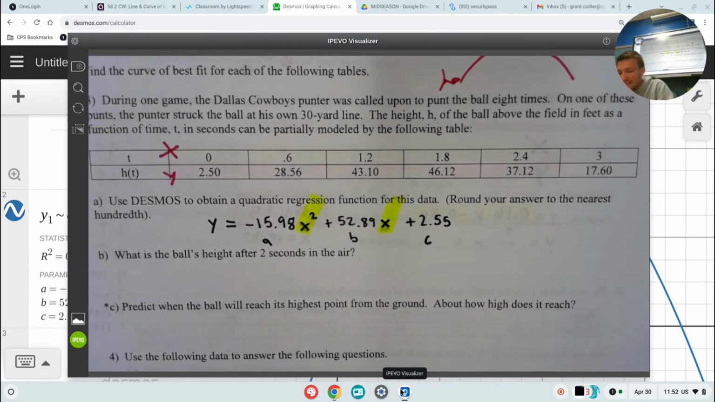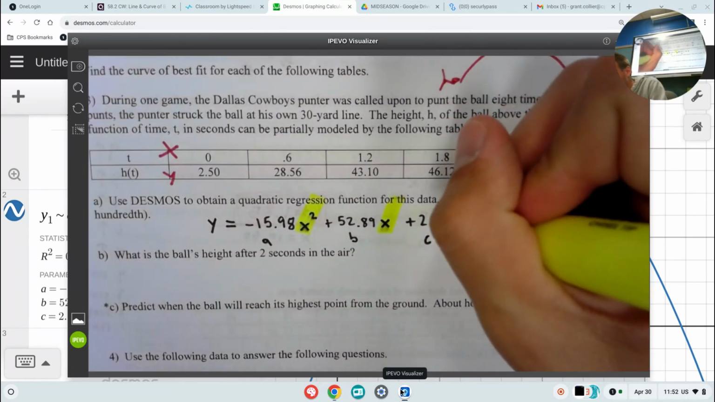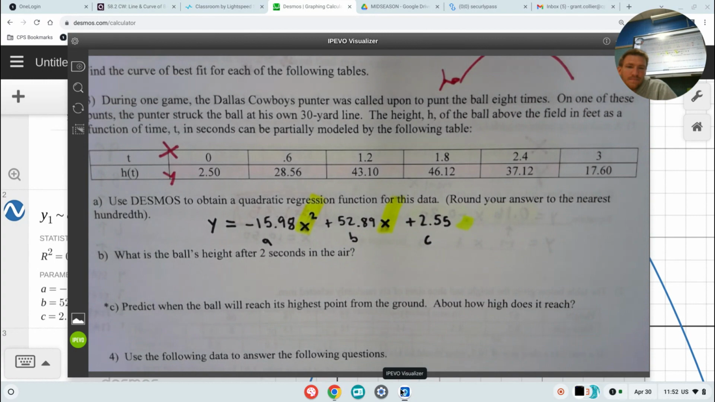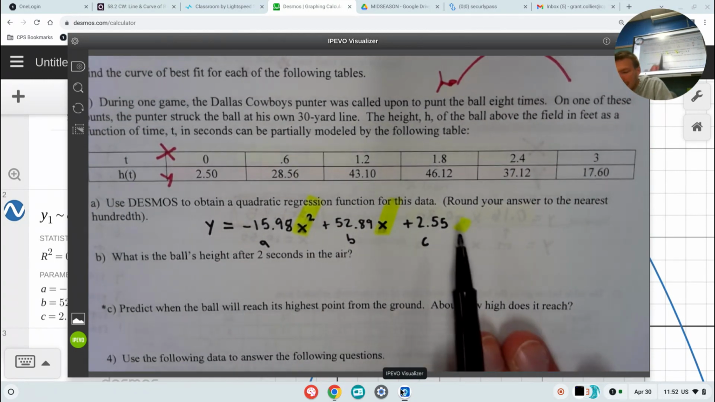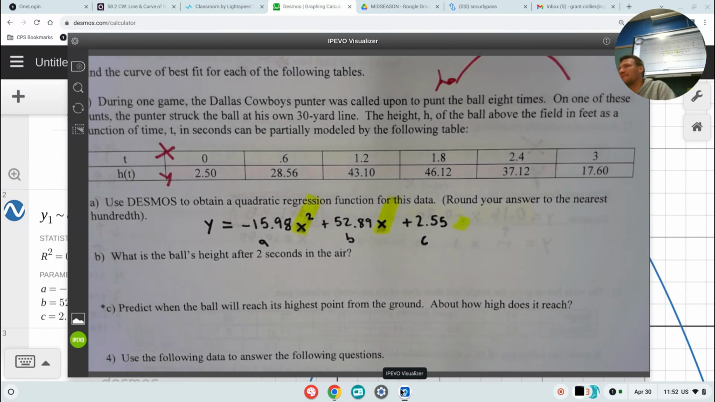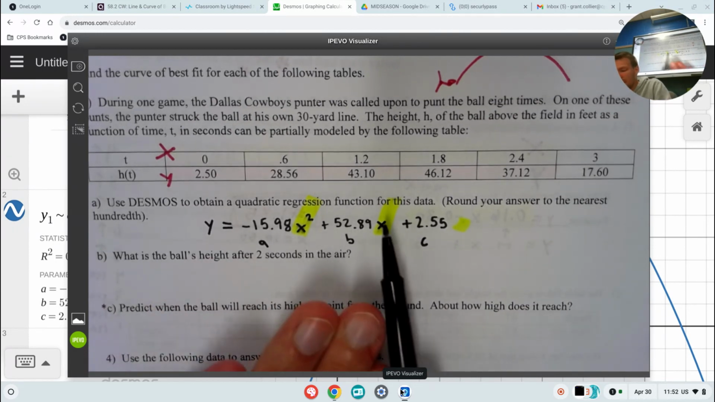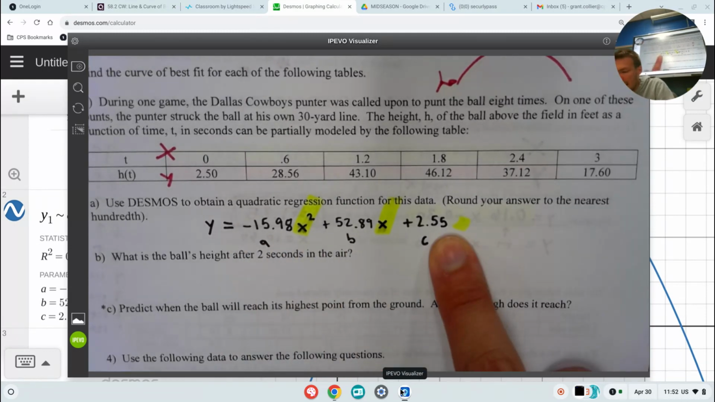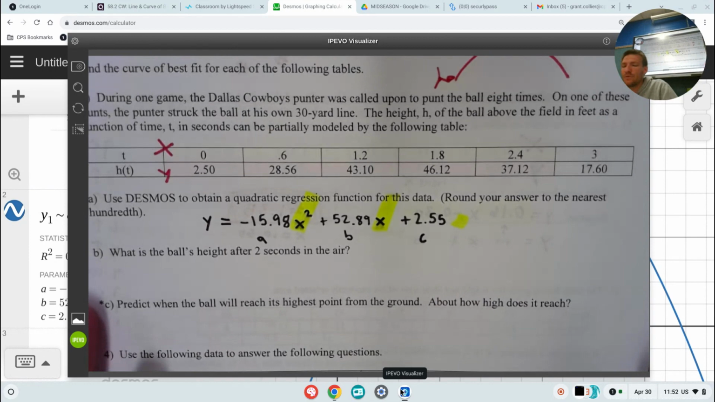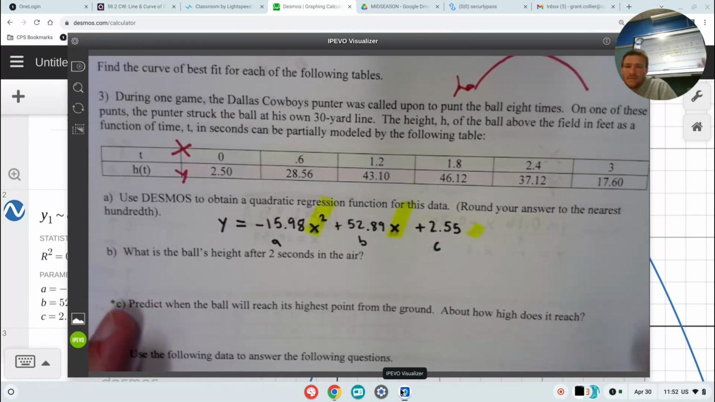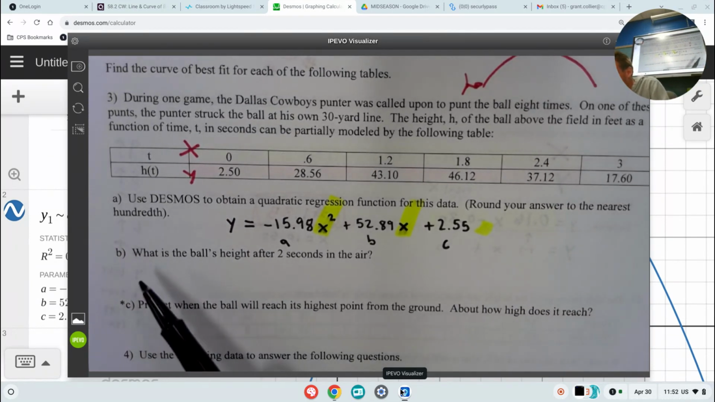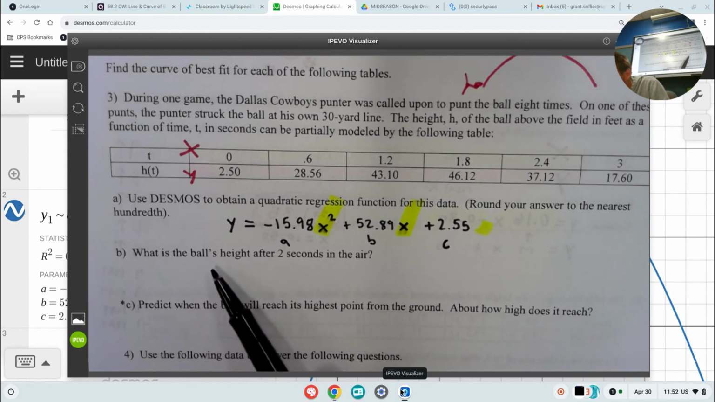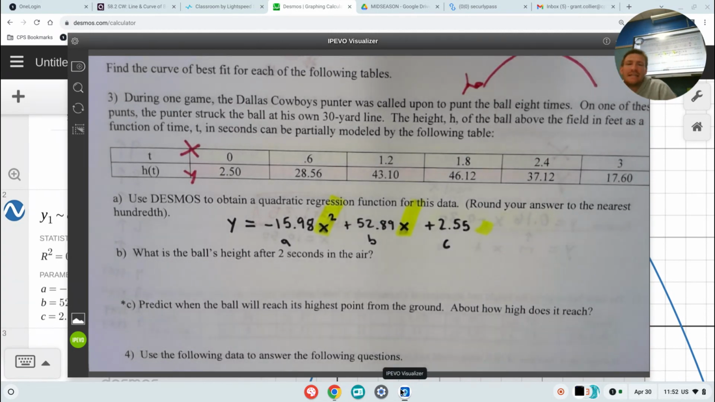And when it comes to C, I should have no x. Just like all year. X squared, x, no x. Just like when we did foiling. Just like when we did factoring. X squared, x, no x. This is our perfect line, and now we can make predictions. We can calculate what is the ball's height after 2 seconds in the air.